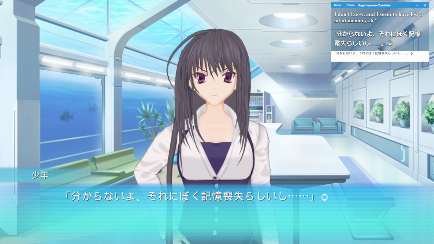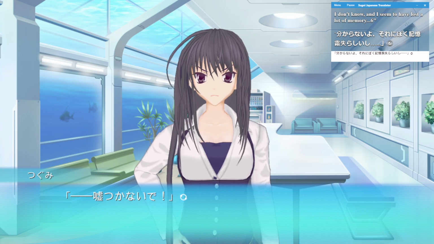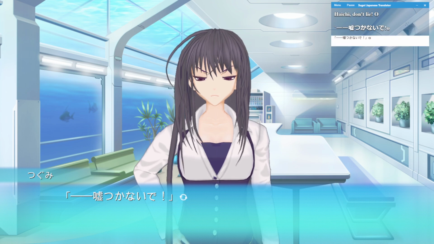I don't know, and I seem to have lost a lot of memory. Don't lie! I wonder if he'll translate this to BS. Well, I got the right kanji, but things are a little weird. Oh, it's don't lie. Okay.